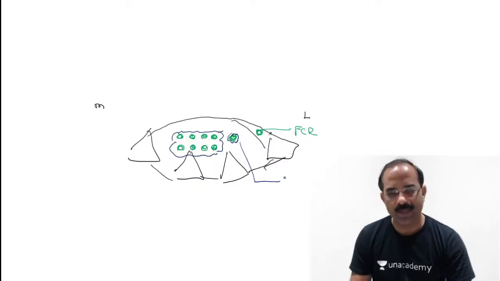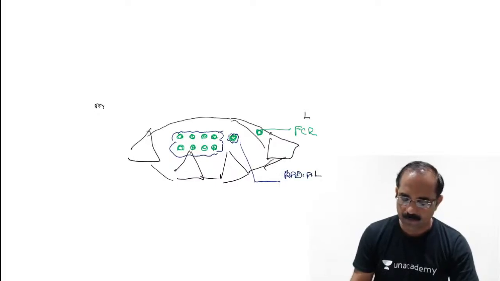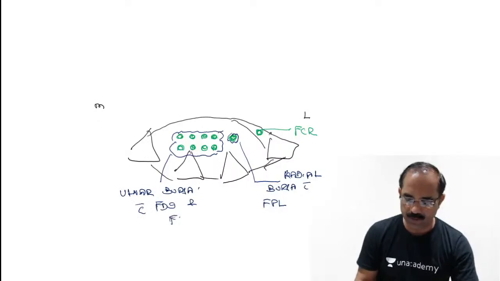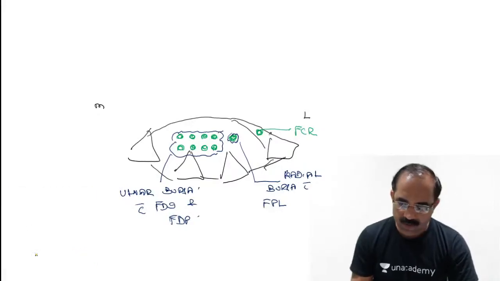Yes, I'm drawing that for you. Just one moment. This is the flexor retinaculum. This is the radial bursa, radial bursa with flexor pollicis longus. This is the ulnar bursa. I'm drawing this. Just one moment. Give me some time. With flexor digitorum superficialis and flexor digitorum profundus. Correct? And now students, what is this nerve here?